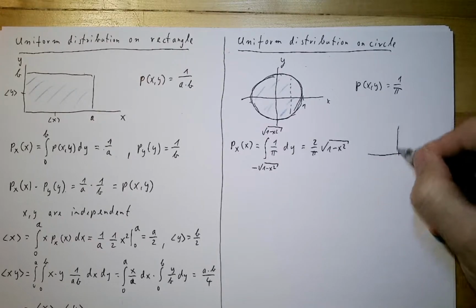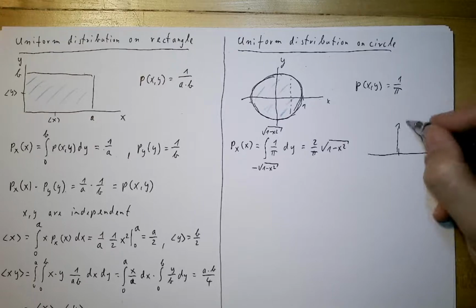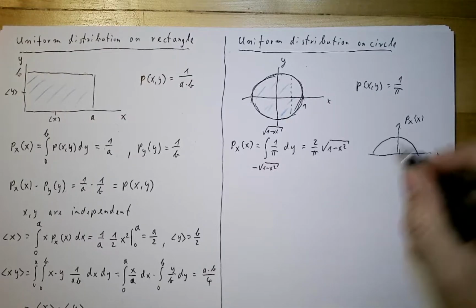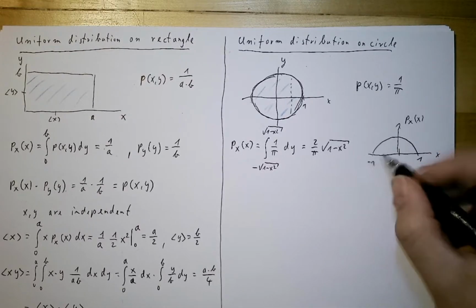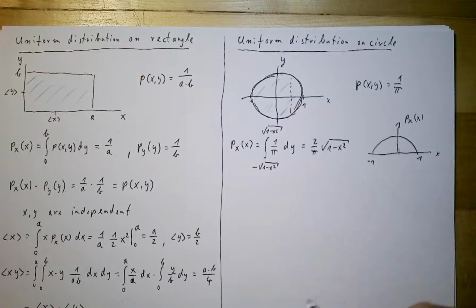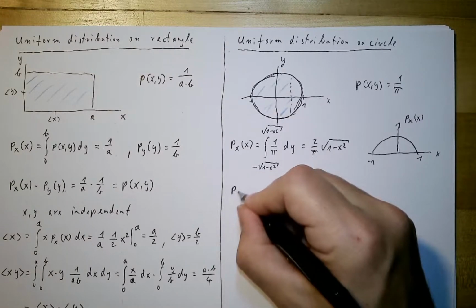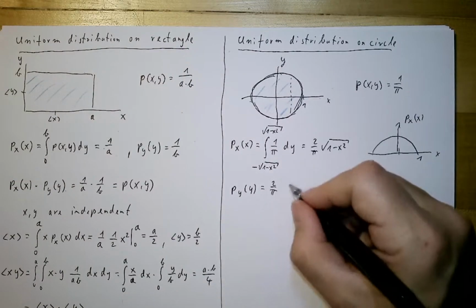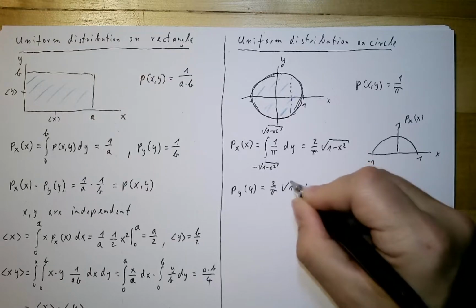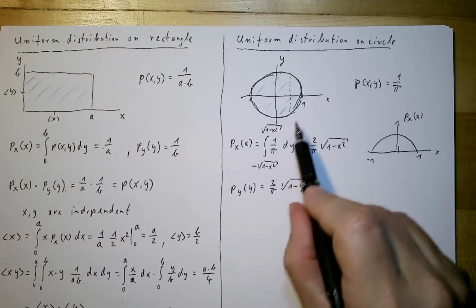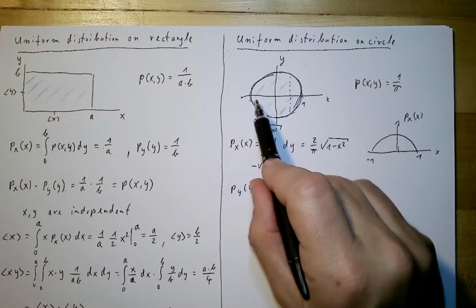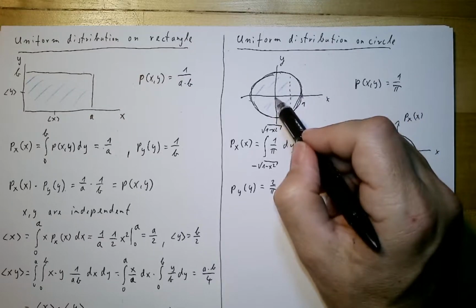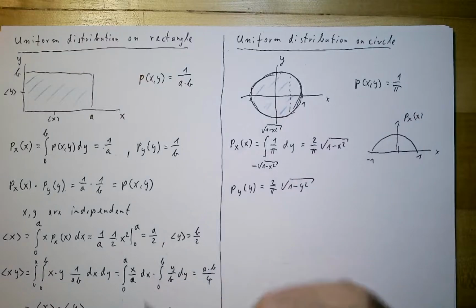If this is x and we want to know the marginal distribution p_X(x), you see the distribution is like this, so it's not uniform anymore. Similarly, the marginal distribution of y equals 2 over pi times the square root of 1 minus y squared. It's clear that the marginal distribution is not uniform anymore, because we have much more probability for small values of y than for large values of y.